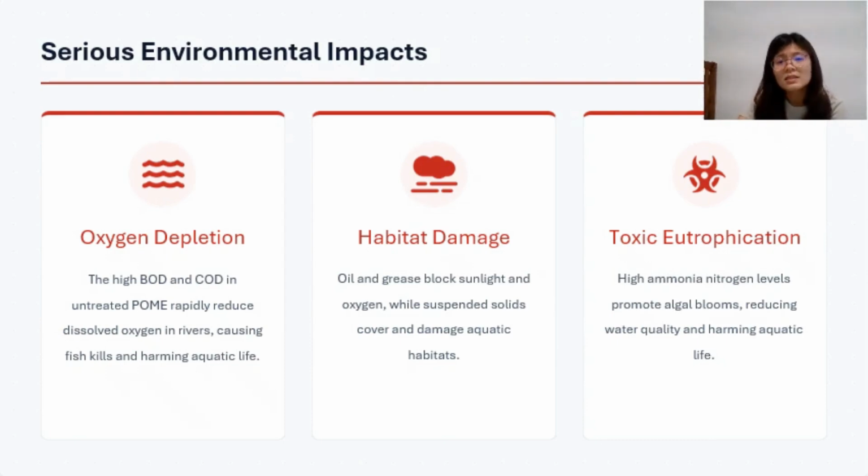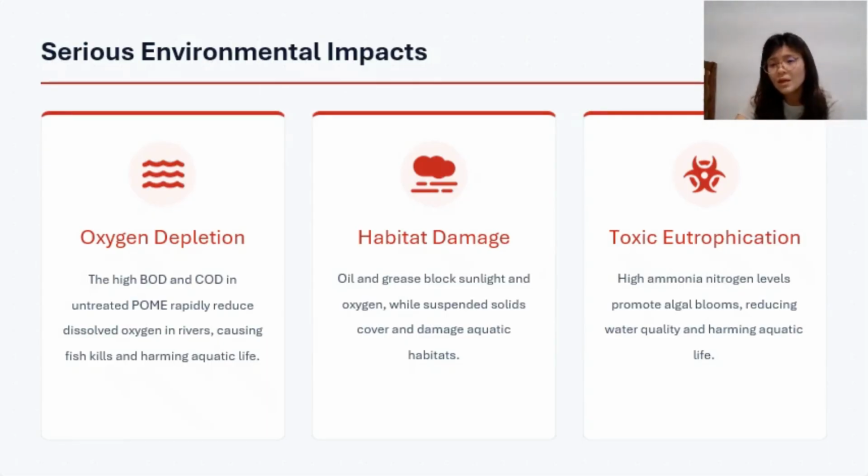High BOD and COD use up the oxygen in the river, making it difficult for fish and other aquatic organisms to survive. The second one is habitat damage. Oil, grease, and suspended solids will block the sunlight and cover the riverbed. So it will affect the aquatic plants and animals.